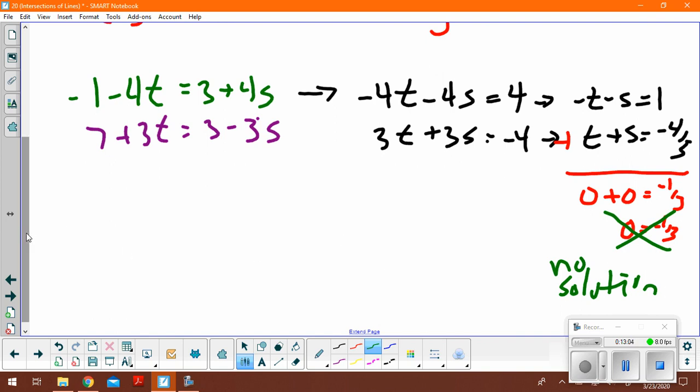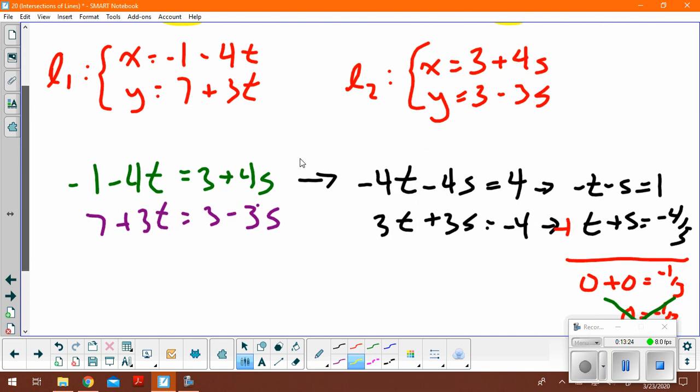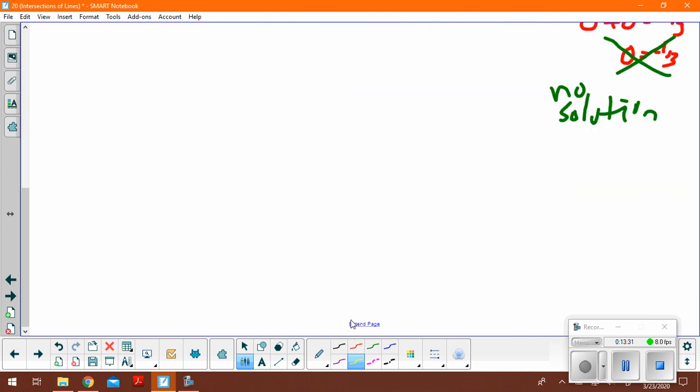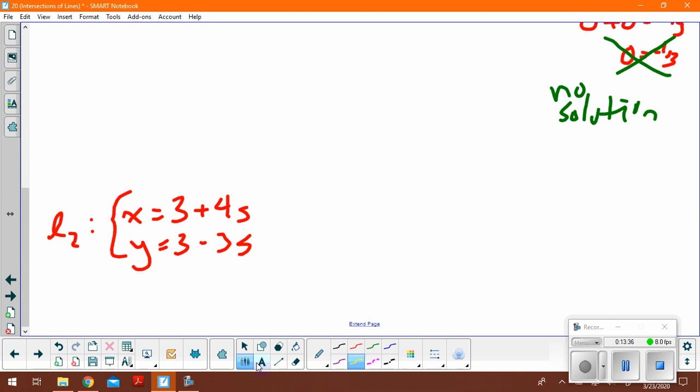The other way that we could approach this is, if these are the same line, and I'm just trying to be tricky here, that would mean that the different points should be on the other line. This point should be on line 2, and this point should be on line 1. So I'm going to use line 2 to test this out. This would be like an alternate method.